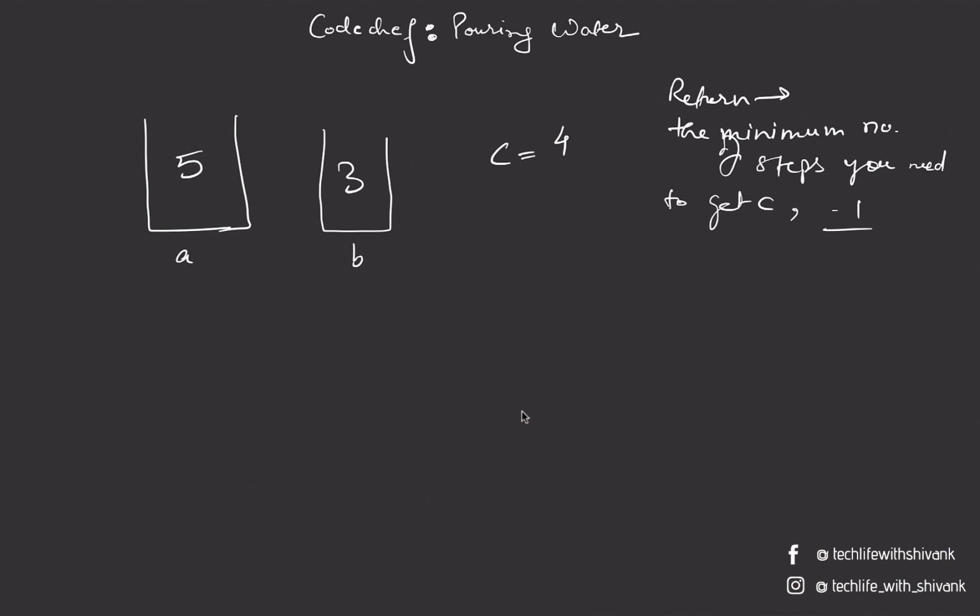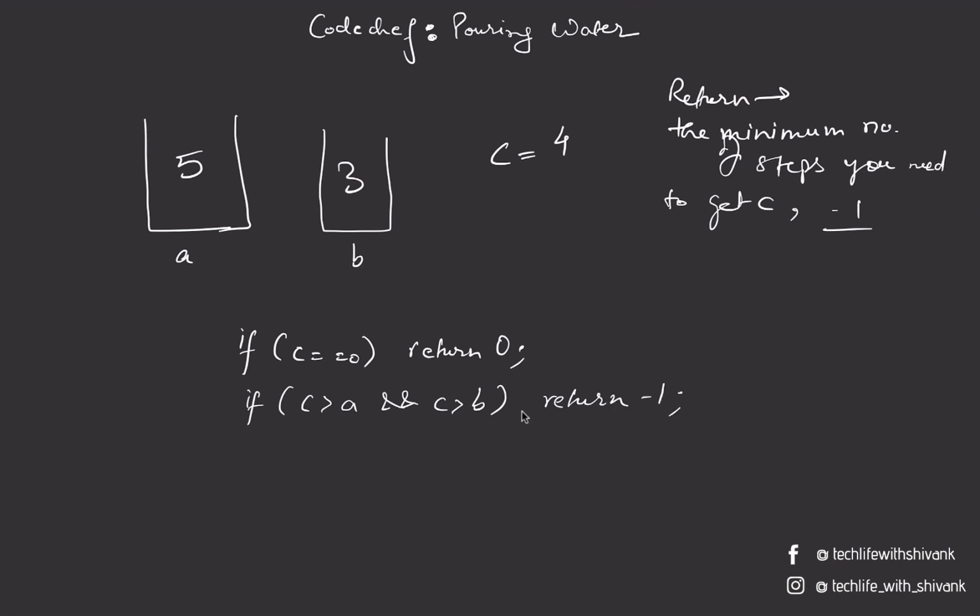So base cases are, if C is 0, then we simply return 0, we don't need any step. And if C is greater than A as well as C is greater than B, you simply return -1, because you have to collect exactly C liters of water in one of the containers, and you can't hold C in any of those containers. And if C is equal to A or C is equal to B, you simply return 1.